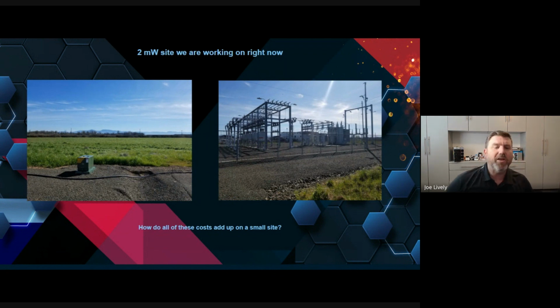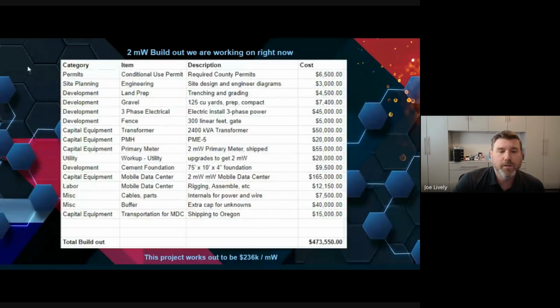So this is the site I'm working at, and I'm going to give you real numbers. I've taken some of the details away, but this is actually the budget that we've put together to build the site. Everything's been quoted by actual people as of the last month. So how does all this stuff I talked about earlier actually pencil out? We had to pay about $6,500 in permits to actually get this work done. That's between electrical, conditional use, and a couple of other little things we had to do.